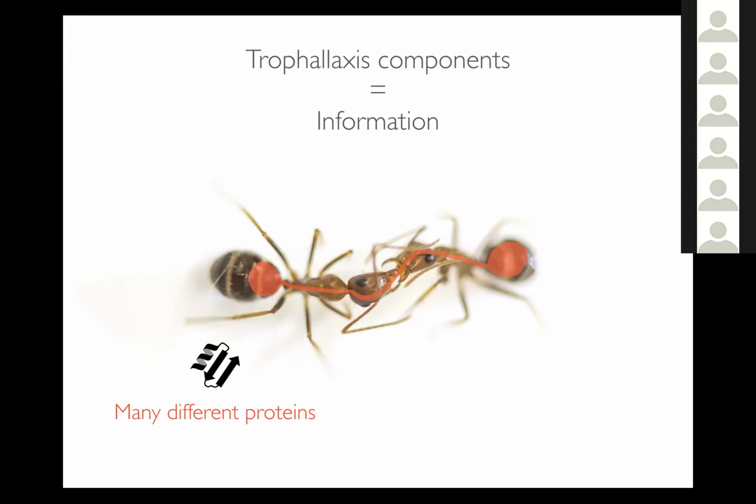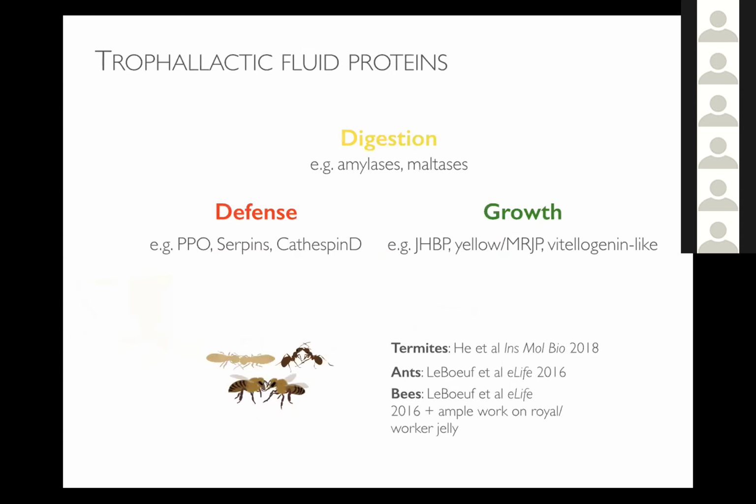And so here in trophallactic fluid, we find about 40 different proteins that are secreted into this fluid compartment that is shared over the colony. What are they? I'm not going to go deeply into this, but this is something that we've looked at in a few different species of ants and also in honeybees, and then another group looked at in one species of termite. And across all these species, we find more or less the same groups of proteins.